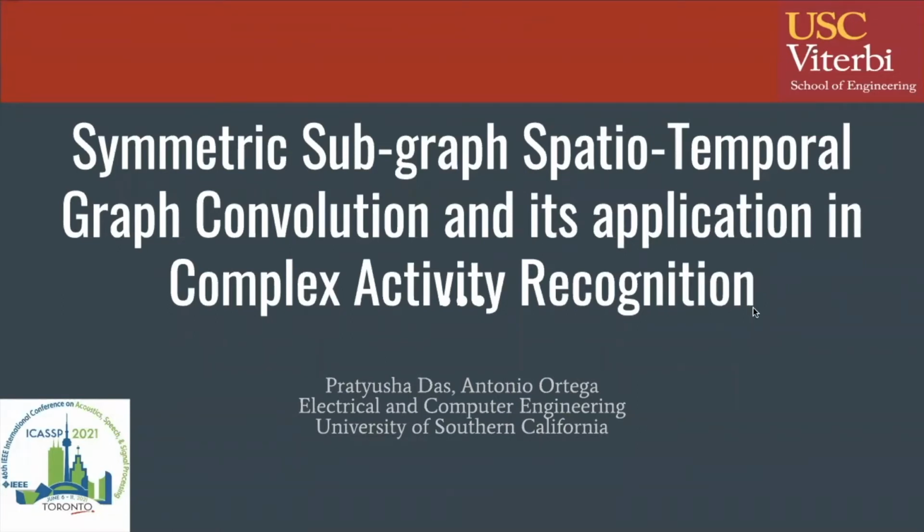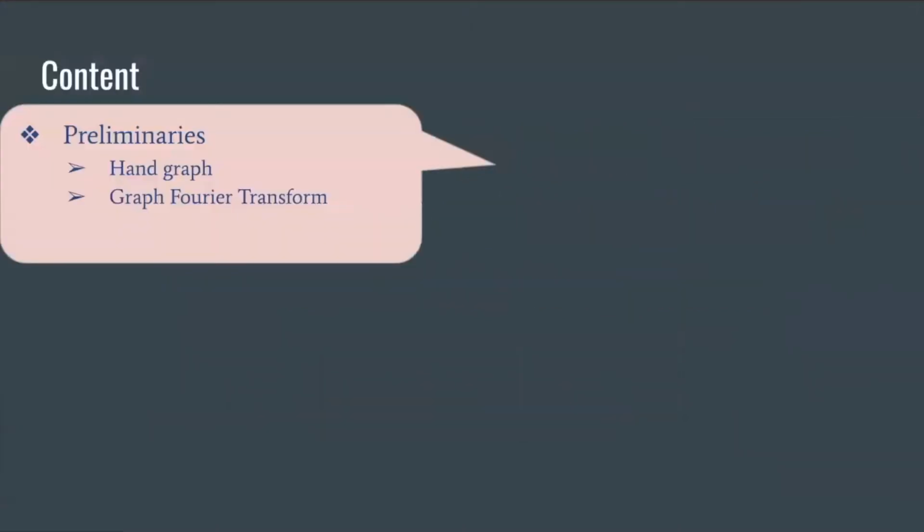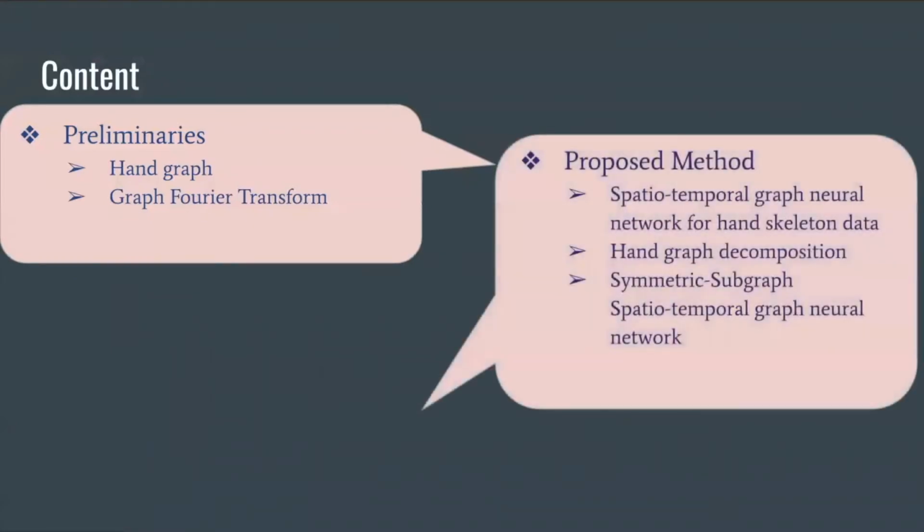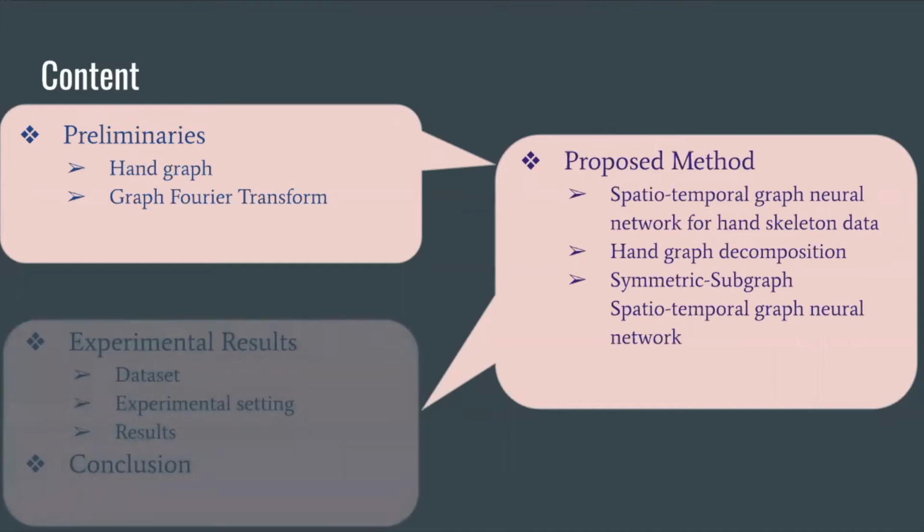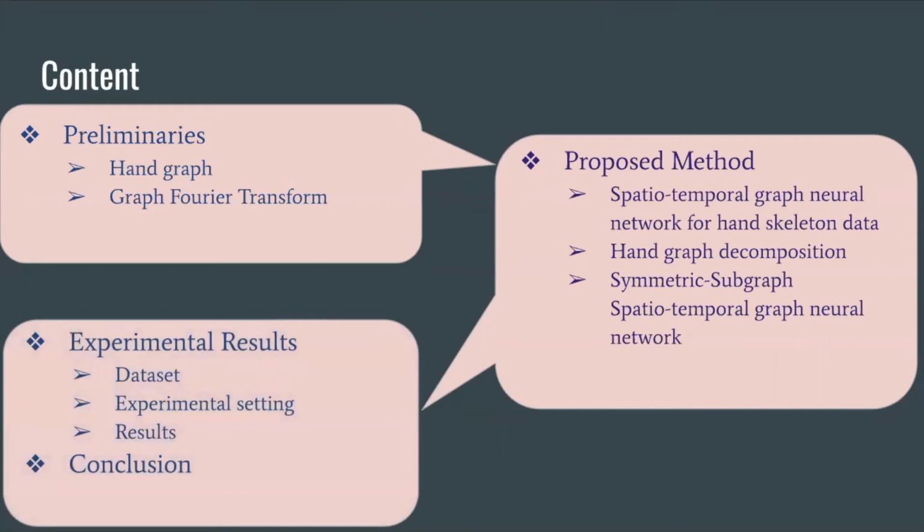Today, my presentation topic is symmetric subgraph spatio-temporal graph convolution and its application in complex activity recognition. In this presentation, first I'll talk about the preliminaries. Next, I'll move on to the proposed method, which includes spatio-temporal graph neural network for hand skeleton data, how we can decompose the hand graph, and then how we can use this decomposed hand graph for designing symmetric subgraph spatio-temporal graph neural network. Then I'll talk about the experimental results and conclusion.